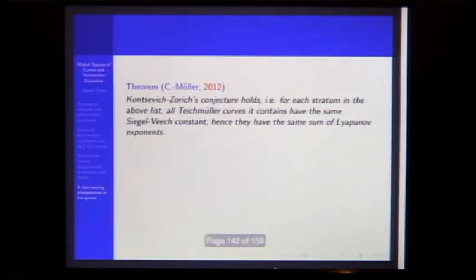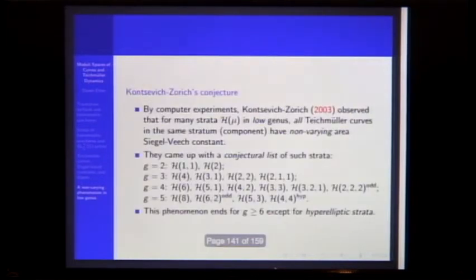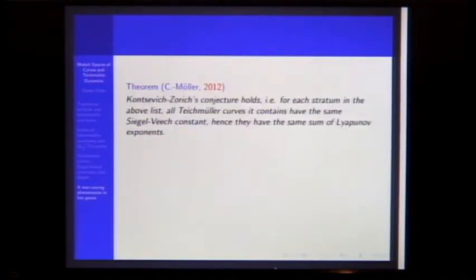And along with my collaborator Martin Möller, about 3 years ago, we proved it. And let me state it again. That means for each stratum in this list, we proved that all Teichmüller curves in such a stratum have the same Siegel-Veech number, and accordingly, they also have the same sum of Lyapunov exponents. People are more interested in the sum of Lyapunov exponents, but anyway, these numbers are all equivalent. So if you know one is invariant, all the others are also invariant.